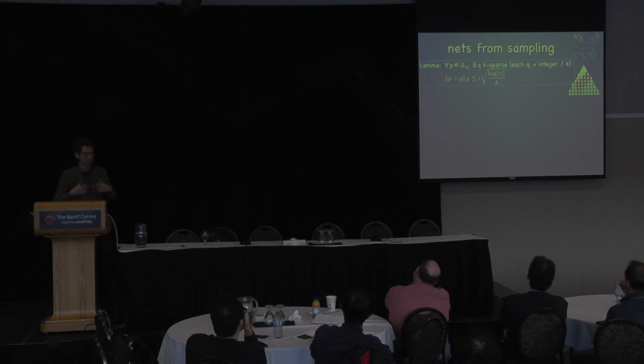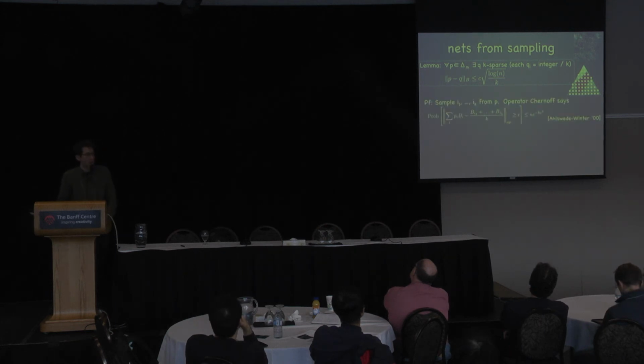This is not original to us. This idea has been used many, many times in different fields. And our claim specifically is that if you have a point P in the simplex, there's a nearby k-sparse point Q. How nearby? Well, the distance is square root of log n over k. So if you take k to be log n, you get pretty good distance. So that's the claim. And the proof is very short.